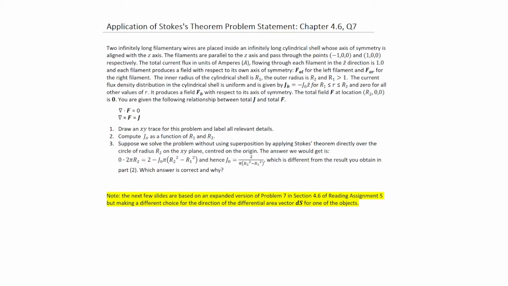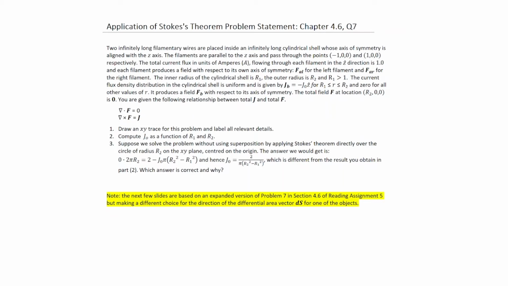Okay, so here more or less is the description of the problem. Again, this is question 7 in chapter 4.6. If you look at this particular problem, there are three sources of current, two filaments. The total current in each filament is 1 ampere, and both currents are basically flowing along the z-axis direction.